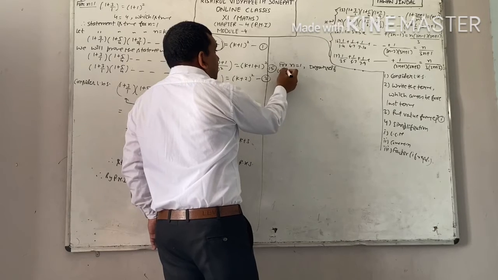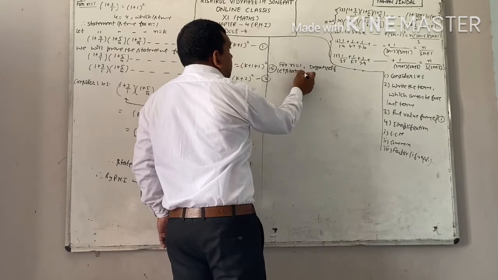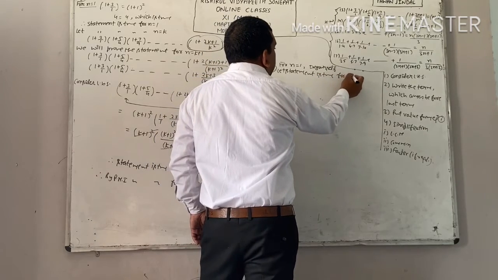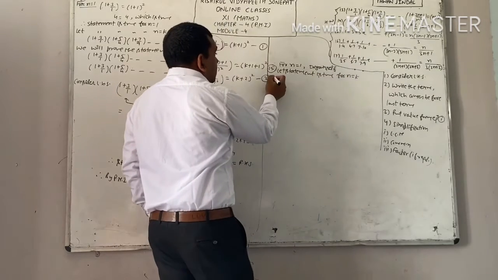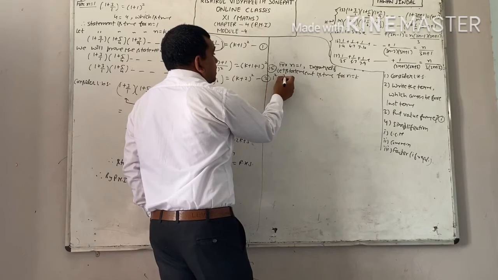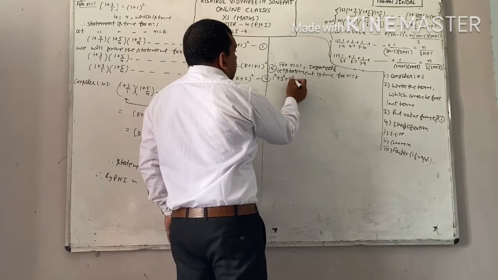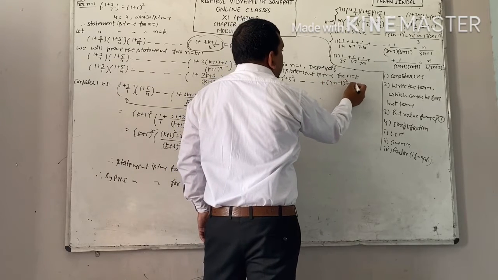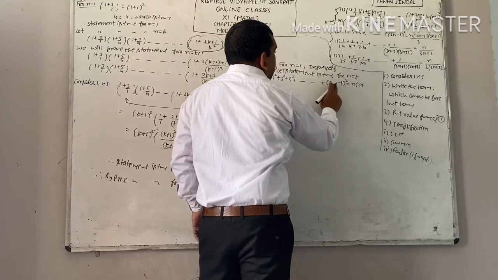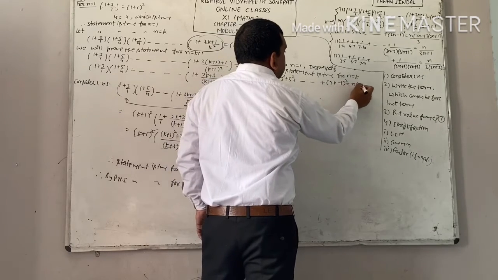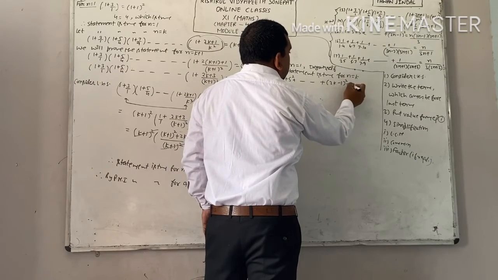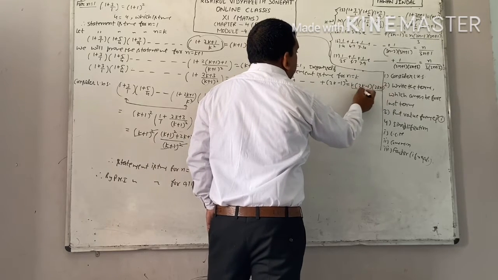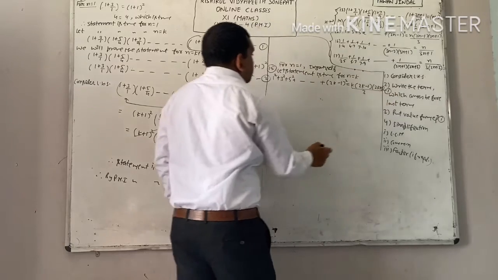Let statement is true for n equal to k. Put n equal to k on both sides. You will get 1 square plus 3 square plus 5 square plus up to so on 2n minus 1 whole square. This is equal to n into 2n minus 1 into 2n plus 1 divided by 3. In place of n put k. 2k minus 1 whole square equal to k into 2k minus 1 into 2k plus 1 divided by 3. This is your equation number 1.